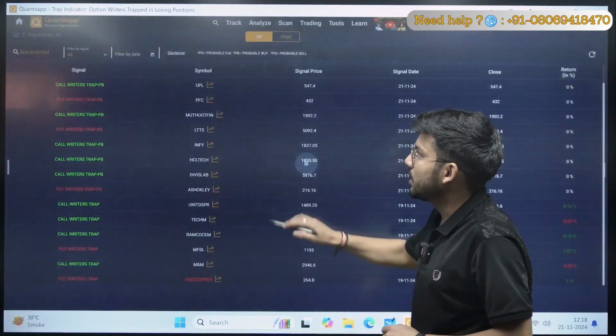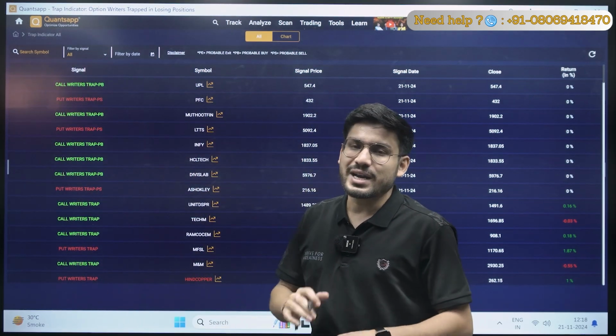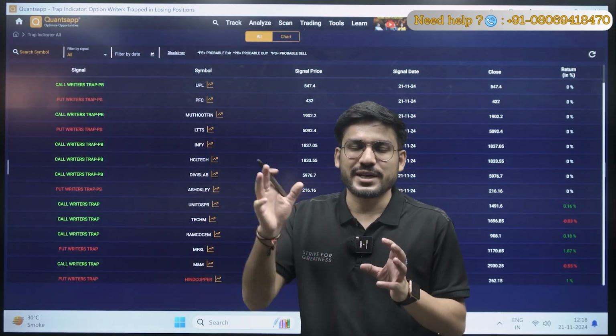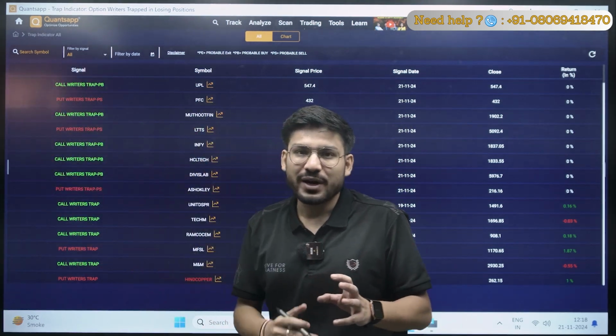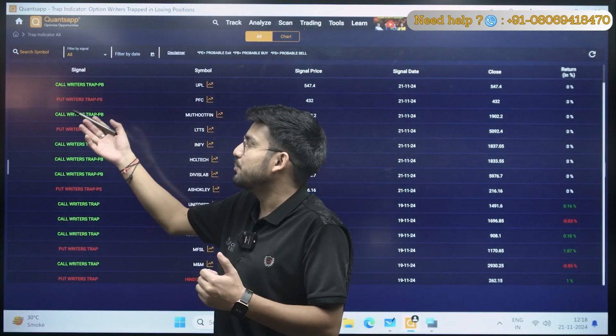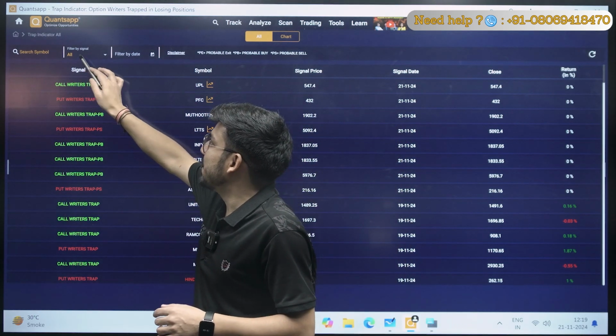So if I open this tool, first of all, you can just search your symbol here if you are having any particular sentiments in a particular stock or particular index. So you can just search that stock here. If there is some indication of call writers and put writers, it will be given here. Then again, you can filter it by signal as well.